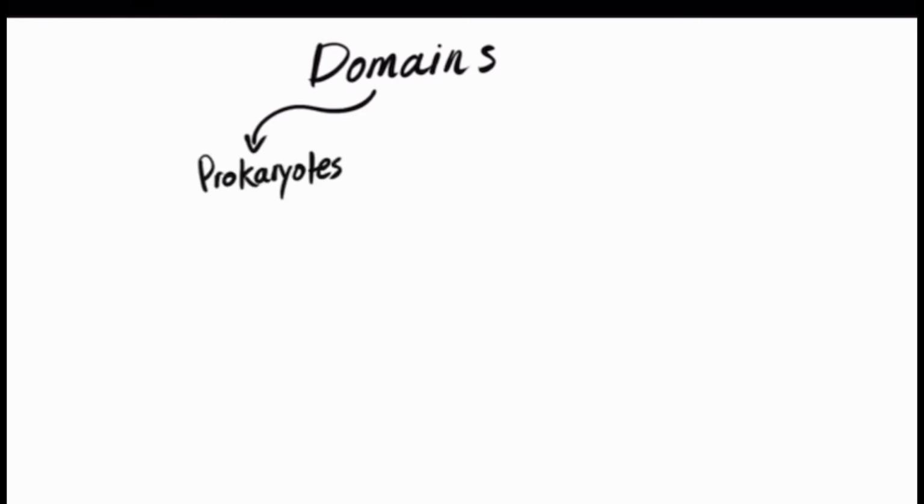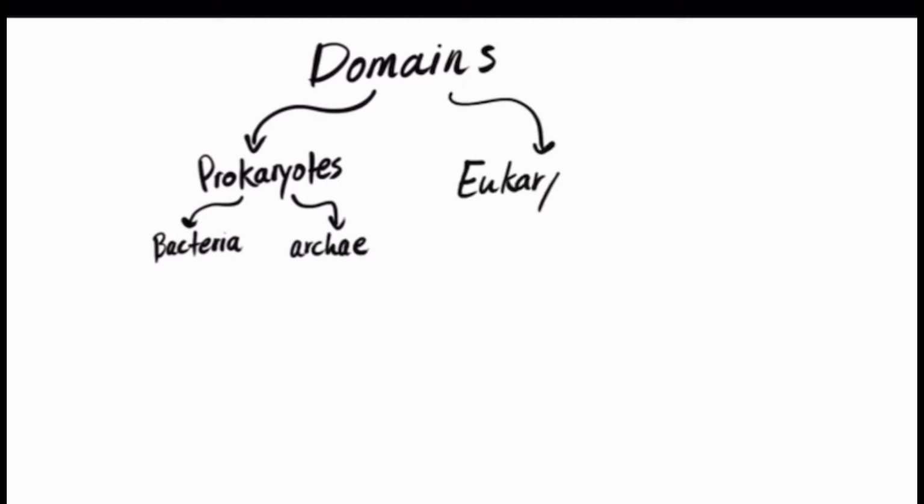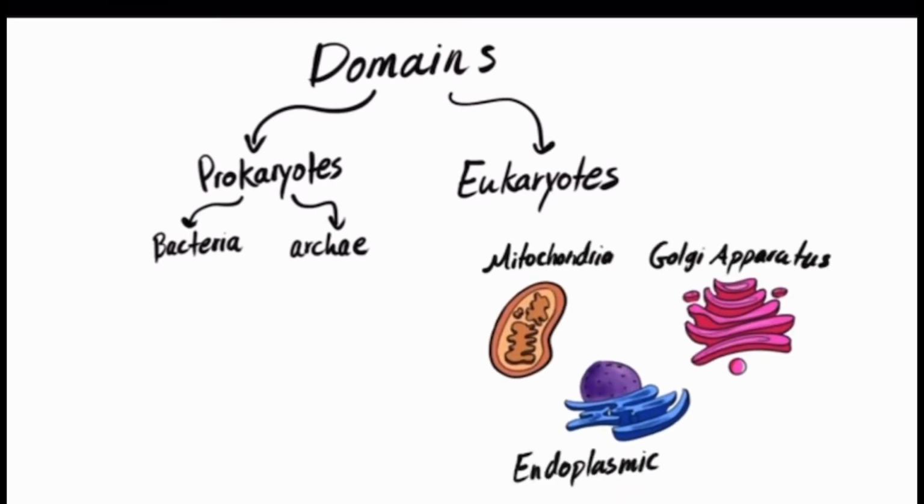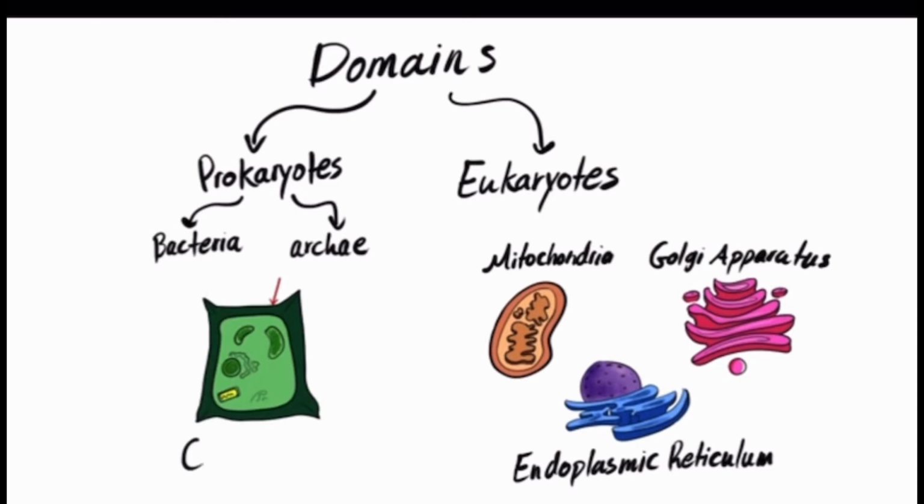If we start from the top, we have 3 domains on this planet: bacteria, archaea, and eukarya. Both bacteria and archaea are considered prokaryotes, whereas eukarya are considered eukaryotes. The main differences between prokaryotes and eukaryotes are the absence of cytoplasmic structures such as mitochondria, Golgi apparatus, and endoplasmic reticulum in prokaryotes. And then we have the absence of a cell wall in eukaryotes, except for fungi and plants. Also, they differ in the structure of the ribosomes.